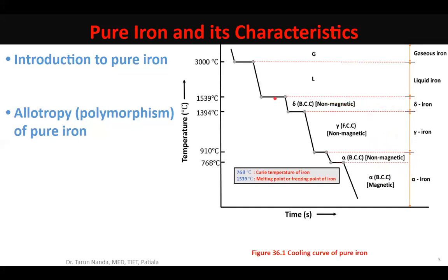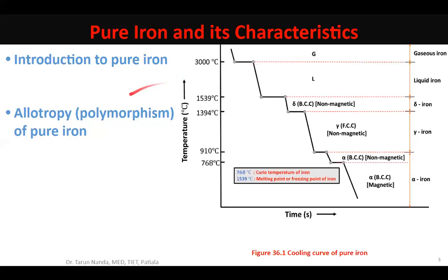Now students, as you reach 1539, which happens to be the melting point of pure iron, iron will completely melt, and beyond this temperature you'll have only one phase in iron, that would be liquid iron or liquid phase. And beyond 3000 degrees centigrade, you will have what is called gaseous iron or vapor iron, whatsoever you call it.